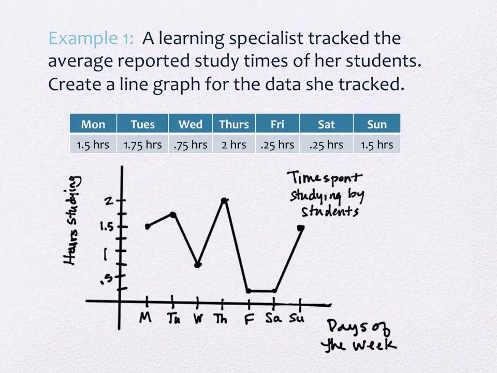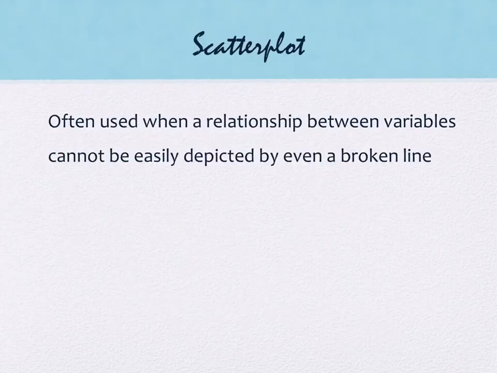That's better. Okay, so there's our line graph without the grid. All right, our next type of graph is called a scatter plot. Scatter plots are often used when a relationship between variables cannot be easily depicted even by a broken line. So what we had before we might define as a broken line or line segments. Sometimes data just doesn't present itself that way, but scatter plots can still give us the sense of if something's increasing over time or decreasing over time, that kind of thing. And that's called a scatter plot.